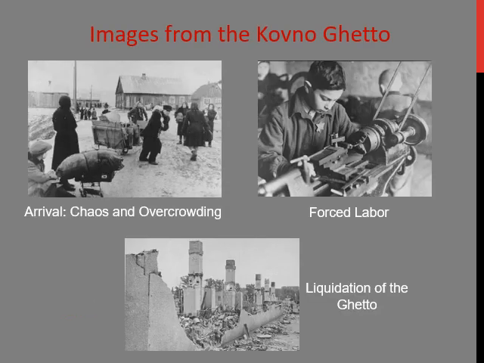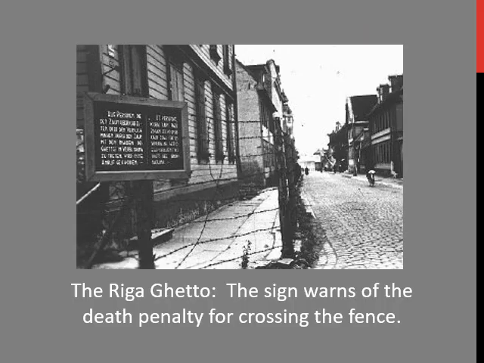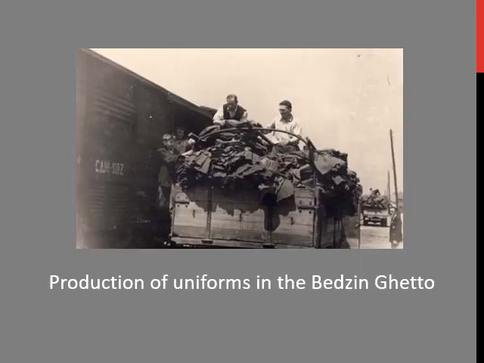And there's a lot of evidence from the ghettos. And so I'm just showing you a few photos here. Arrival, chaos, forced labor, barriers, and the warning signs that were ubiquitous, both for people inside the ghetto and for people outside.